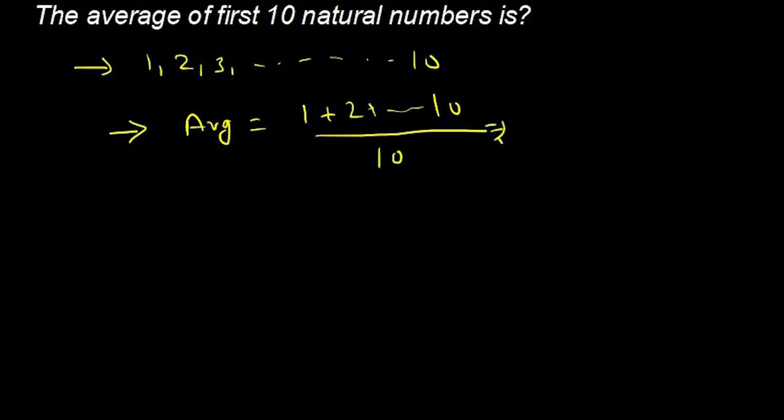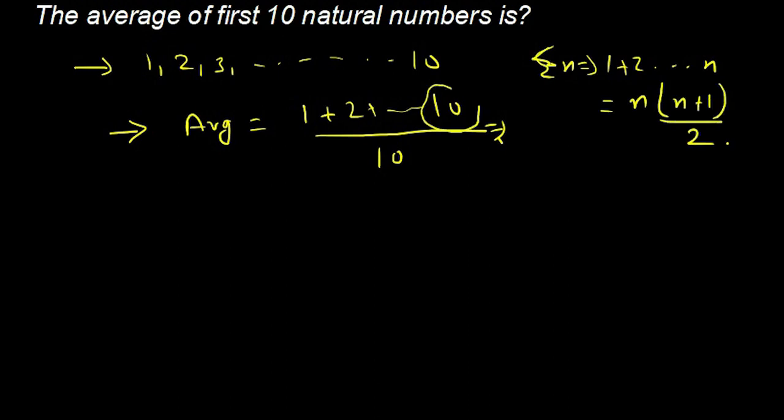The sum of the first n natural numbers. There's a formula for the first n natural numbers: 1 plus 2 plus till n is given by n into (n plus 1) by 2. So the value of n is 10. Let's put in this 10 into (10 plus 1), which is 11, divided by 2. So this was the formula, and divide by 10 again.